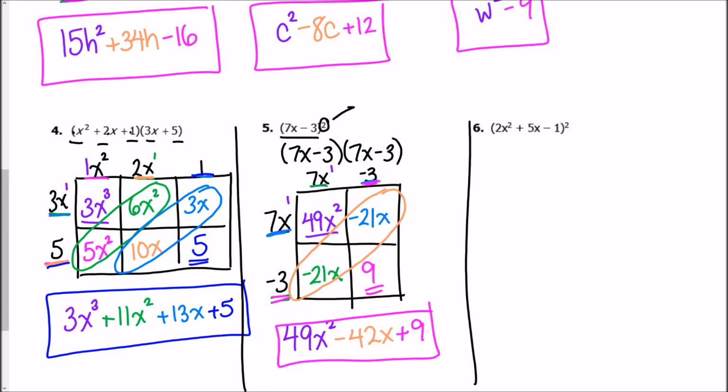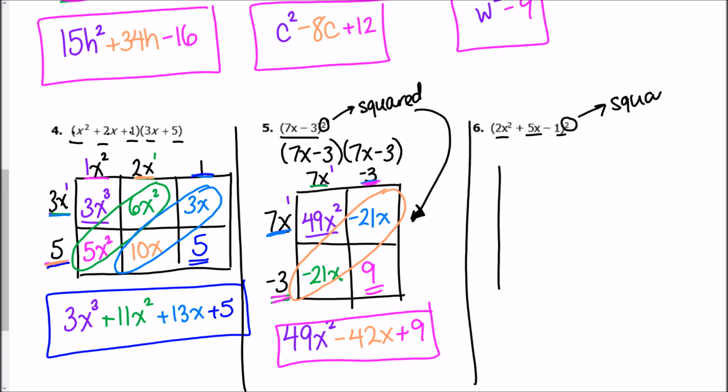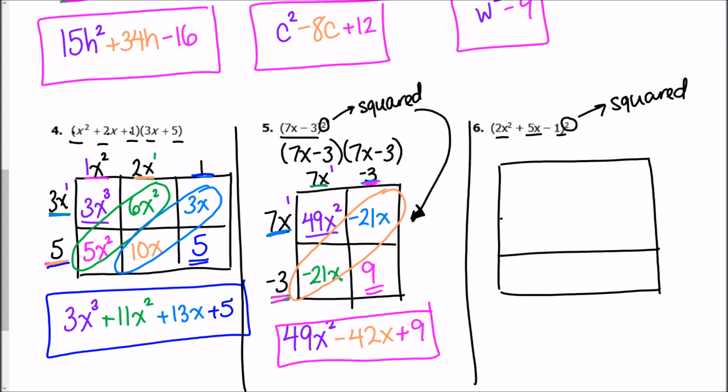Now, one thing I want you to notice is this to the power of 2 means squared, and if you notice right here, we end up getting a square right here. So for number 6, it's a 3 by 3, but it's also squared, so it means that we're going to do a square that is 3 by 3. So this ends up looking more like this. Now, right here, I'm going to put 2x squared, 5x, and negative 1. Here I'm going to put 2x squared, 5x, and negative 1.